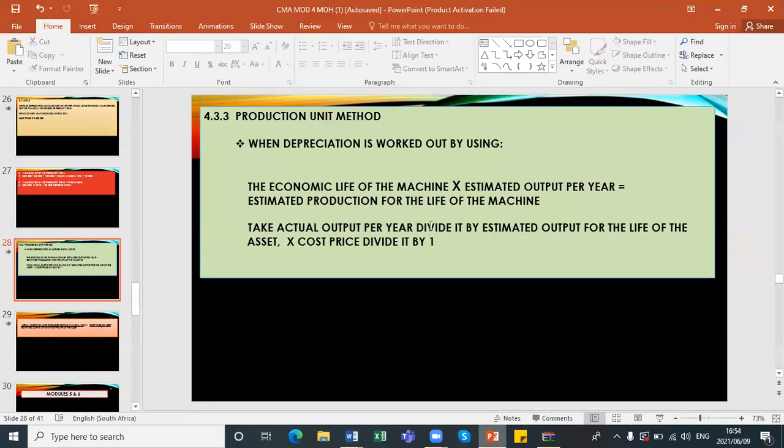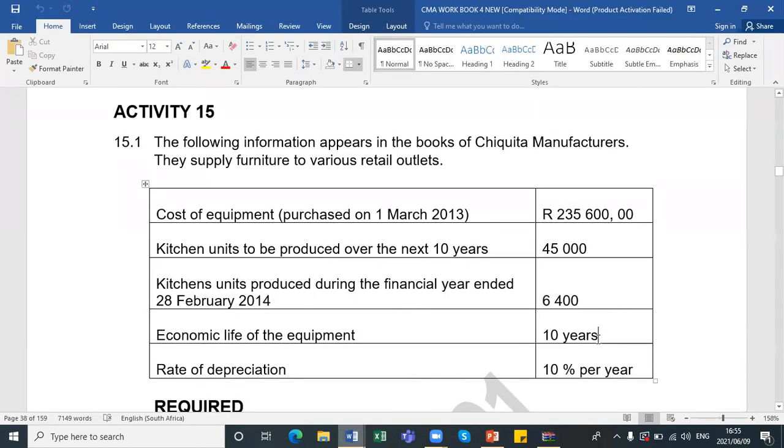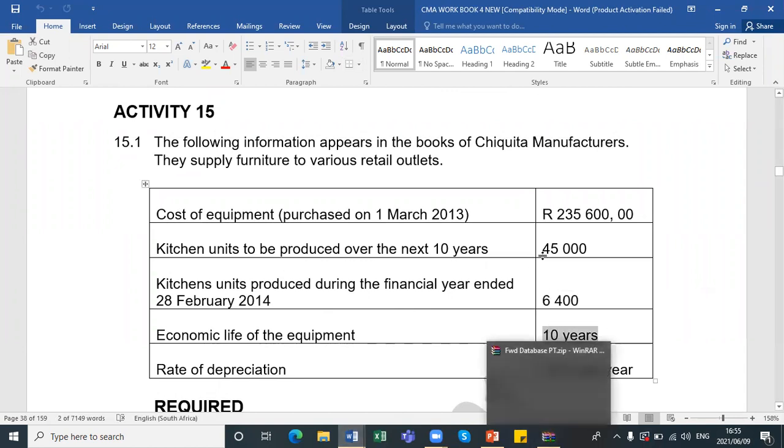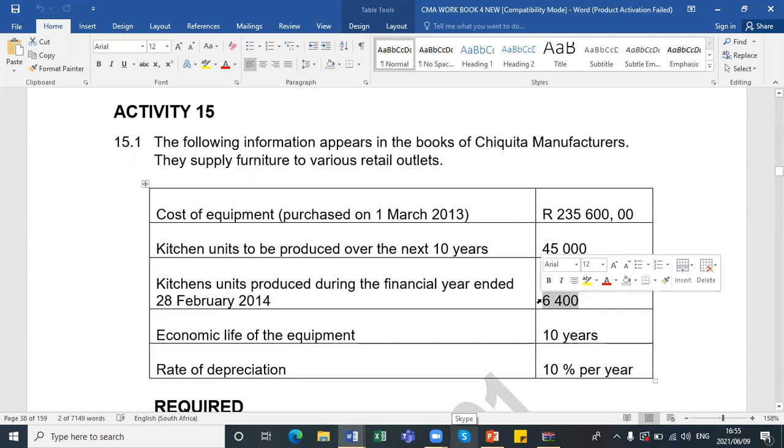Now, what this method means is when they use the production unit method, when they buy equipment or machinery to make the goods, they estimate how long they want the machine to last. Now, if you look at this example here that I'm referring to, they hope the machine will last for 10 years. In this 10 years, they hope to produce 45,000 units. The actual production for this financial year is 6,400.